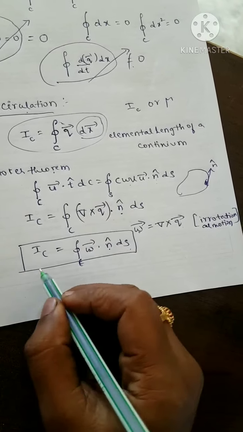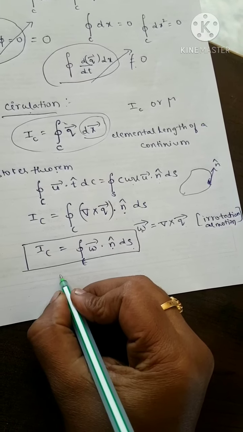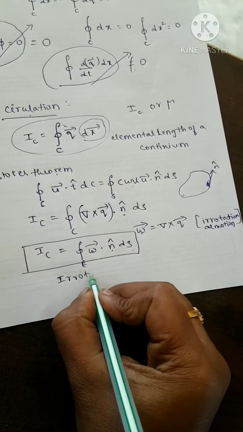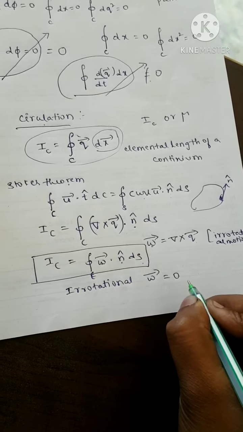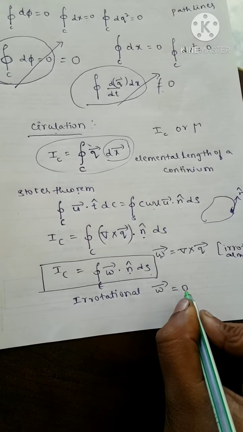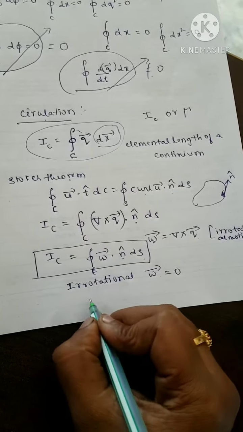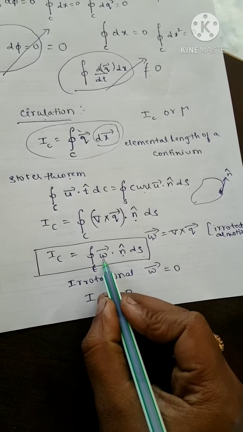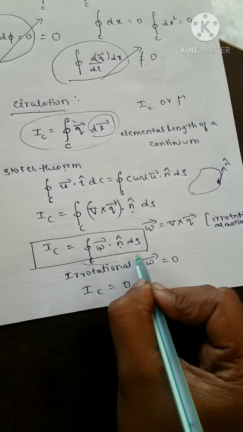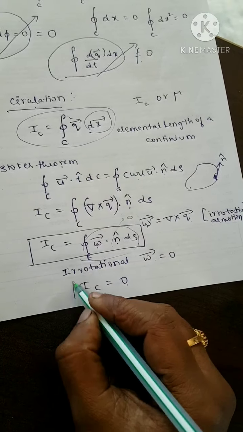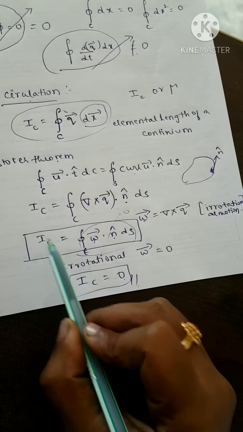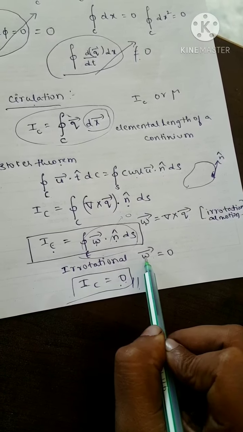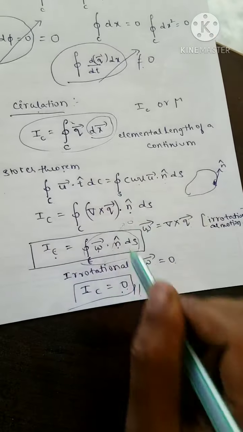Now from this definition it is clear that if a motion is irrotational, we know that the vorticity vector will be equal to 0. Whenever the motion is irrotational, omega will be equal to 0. If that is the case, the value of IC will become 0. Why? Because when you replace omega with 0, this whole term goes to 0. So that is how IC will be equal to 0. So we can say circulation around the closed curve is 0 only when the vorticity vector is 0. This is the definition of circulation.